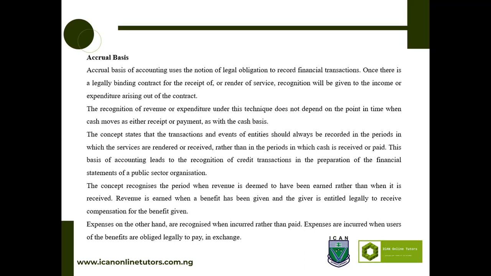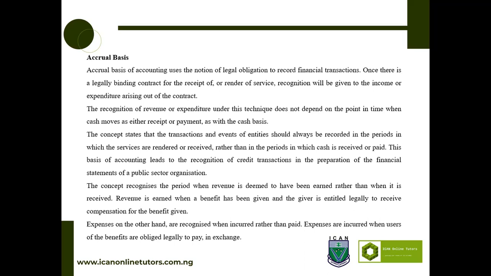So this concept says that the transactions and events of entities should always be recorded in the periods in which the services are rendered or received. So you recognize the transaction when the service is being rendered or received, rather than in the period in which cash is received or paid. So this is the opposite of the cash basis. The concept recognizes the period when revenue is deemed to have been earned rather than when it is received. So you can recognize your revenue that is expected to be earned in the future.